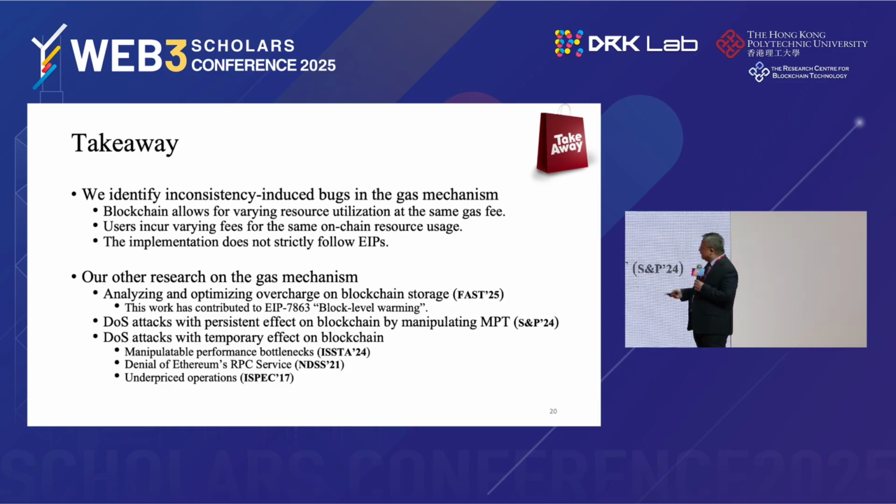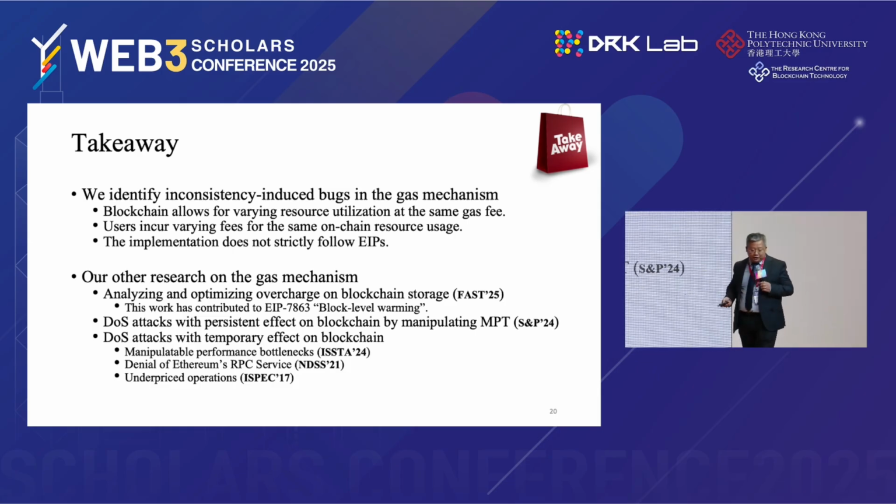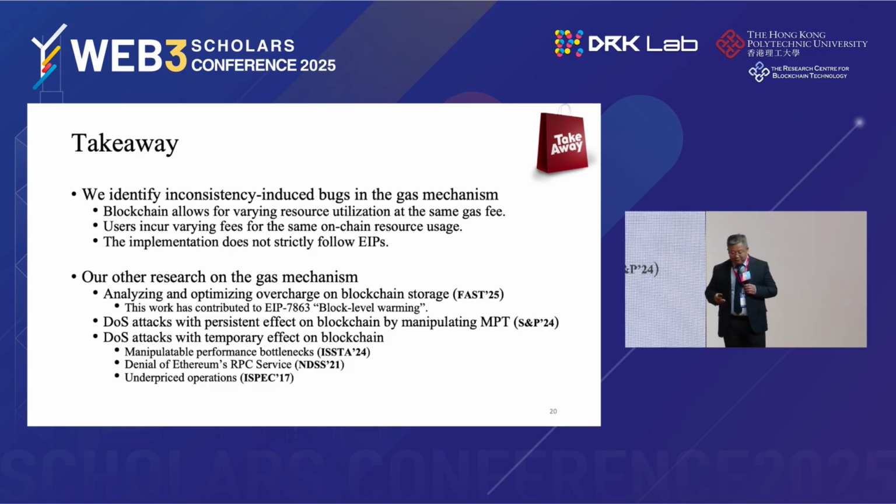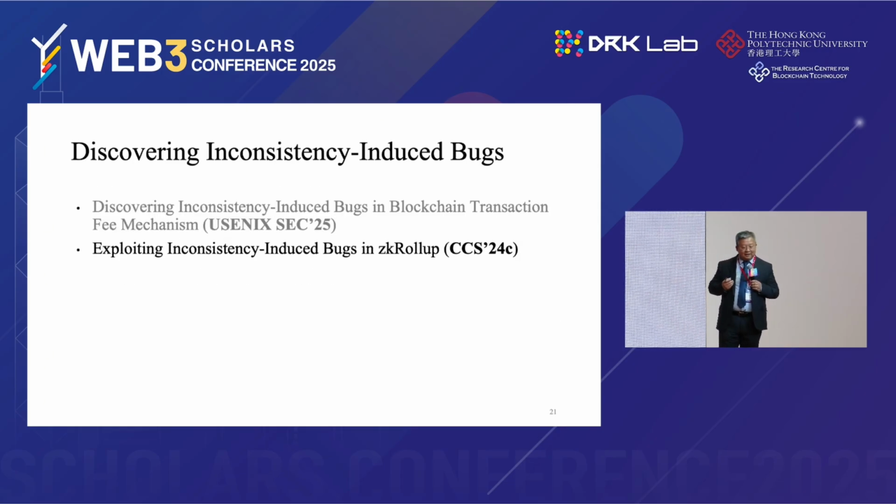For example, we analyzed and optimized the overcharge issue on blockchain storage, with a paper published this year at FAST. This work has contributed to a new EIP, EIP-7863, the block-level warming. And last year, we introduced our work on a new type of DoS attack with persistent effect on blockchain by manipulating MPT. So in the second part, I will introduce some inconsistency-induced bugs in ZK rollups.